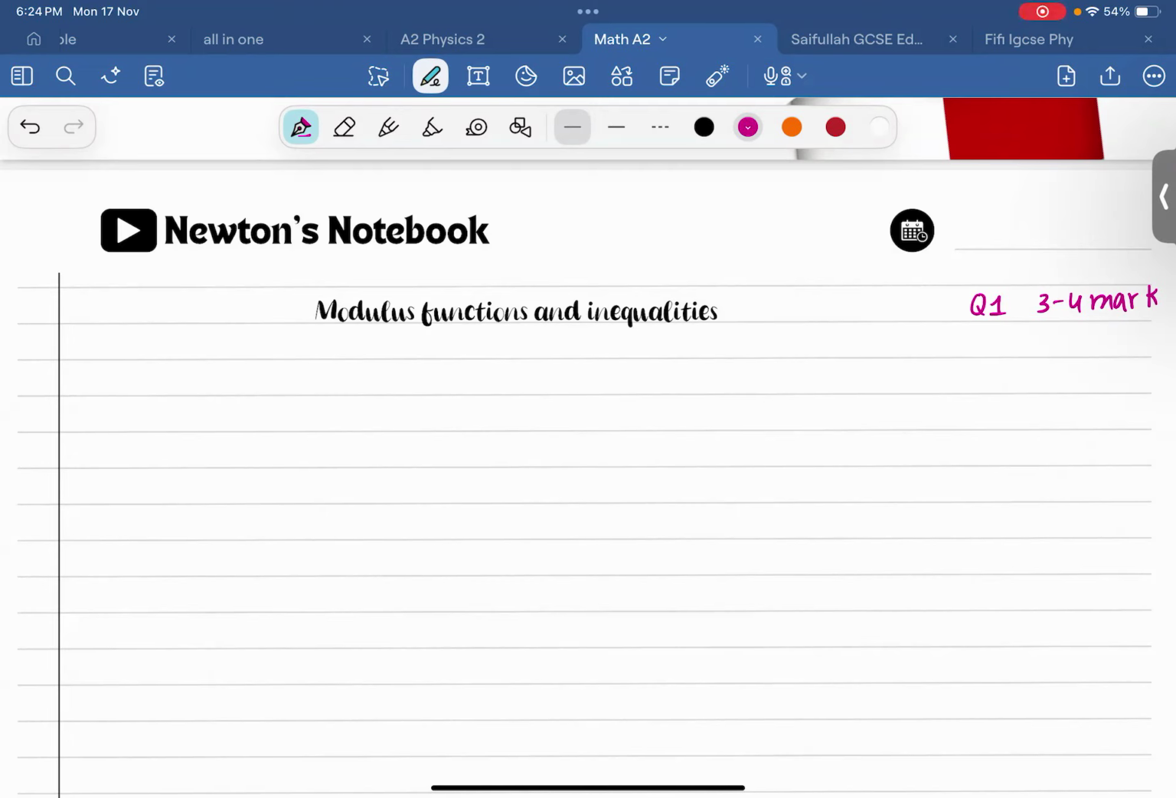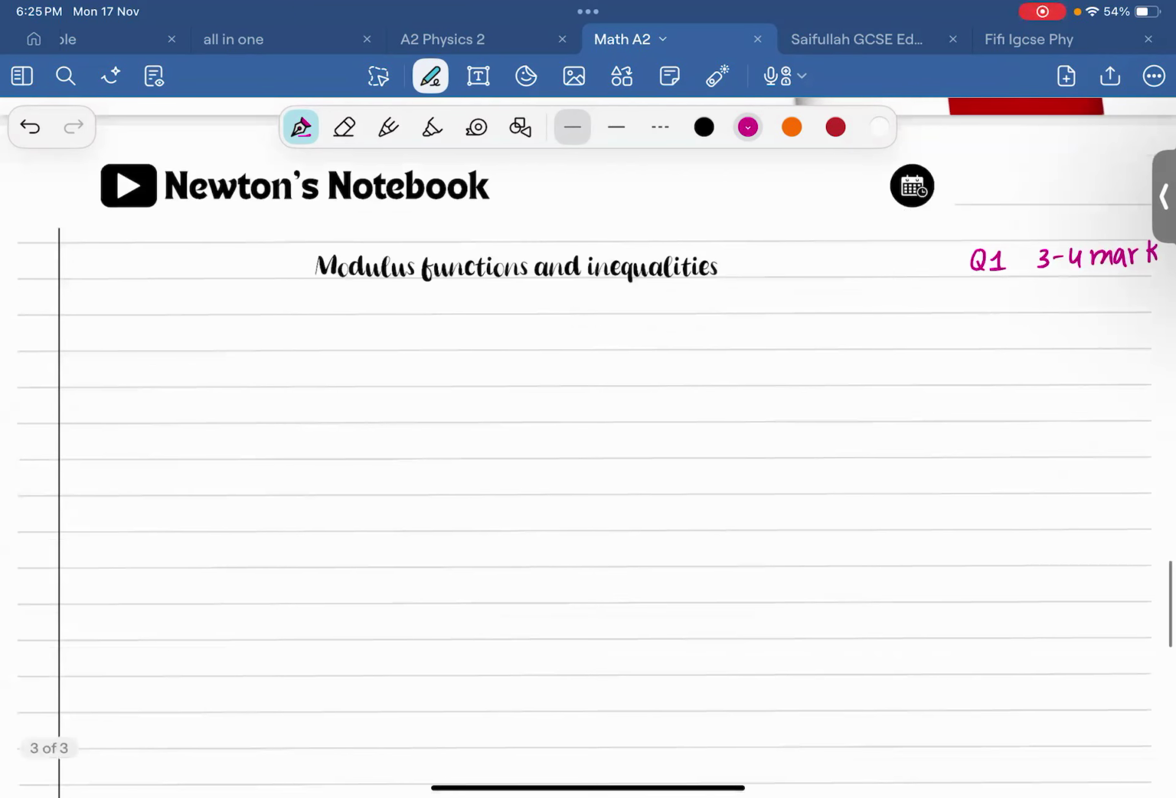By modulus, I think this concept is in O levels, advanced and I think further maths as well. But over here, modulus refers to any function that can take any positive or negative value, but it will always output a positive value. So modulus is basically a mathematical operation that gives you all the values in positive.